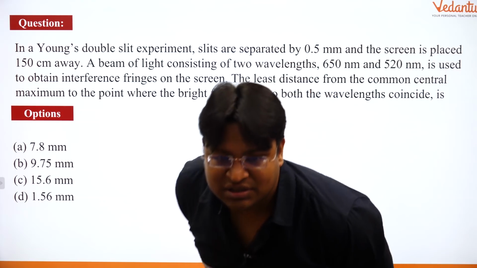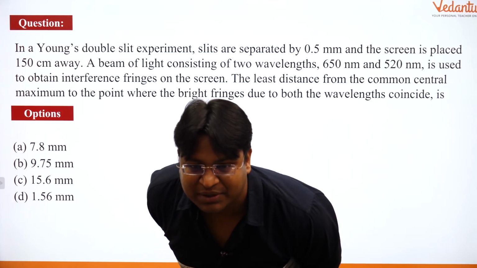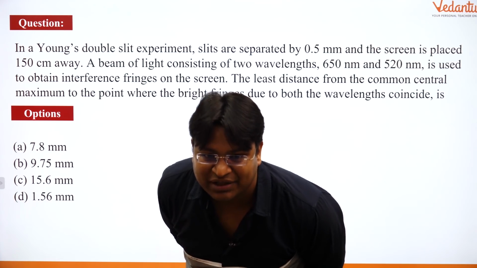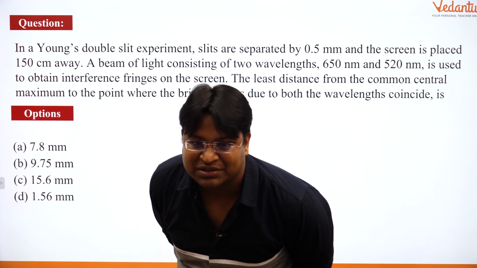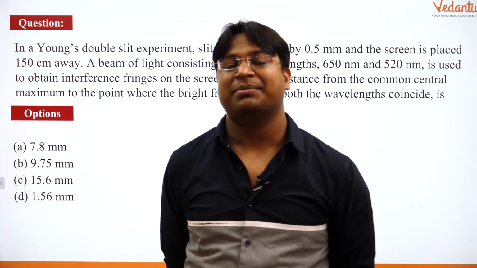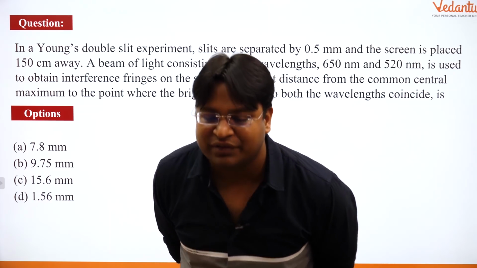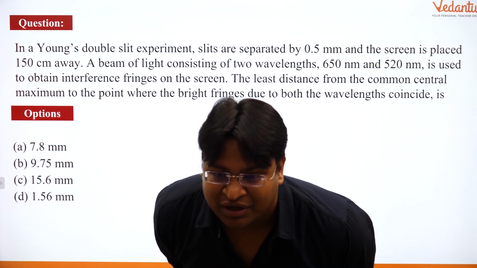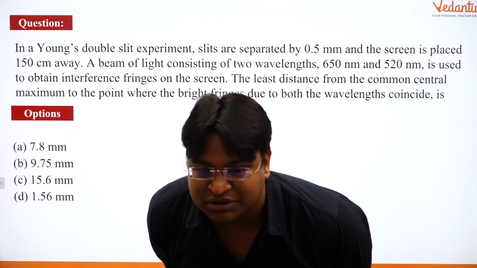Again, in a Young's double slit experiment, slits are separated by some distance, which is given. The screen is placed 1 centimeter away. A beam of light consisting of 2 wavelengths is used to obtain interference fringes on the screen. Alright, so this question is different from a regular YDSE setup, as it uses 2 wavelengths. Let's further read the question: the least distance from the common central maxima to the point.